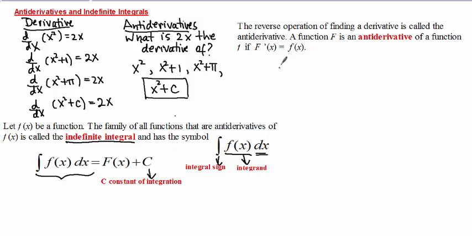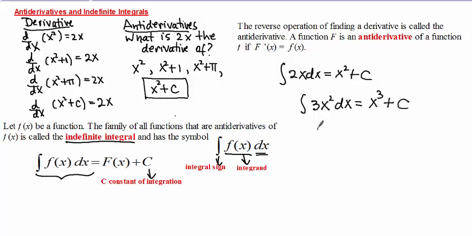Using this integral sign, I will write the integral of 2x dx equals x squared plus c. Also, the integral, for example, of 3x squared dx. So what is 3x squared the derivative of? I will say x to the power of 3 plus c. What about the integral of only x squared dx? I need to put down the 3, so x cubed over 3 plus c.